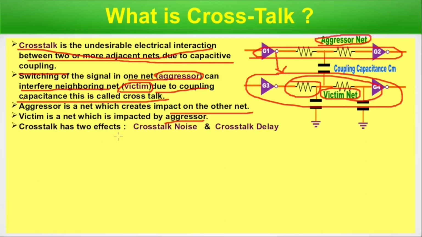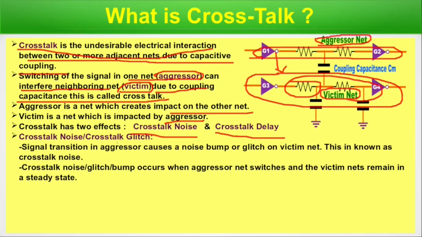And crosstalk has two effects, crosstalk noise and crosstalk delay. Crosstalk noise or crosstalk glitch. Signal transition in aggressor causes a noise bump or glitch on victim net. This is known as crosstalk noise. Crosstalk noise or glitch or bump occurs when aggressor net switches and the victim net remains in a steady state, steady 0 or steady 1, and aggressor net is switching from 0 to 1 or 1 to 0.